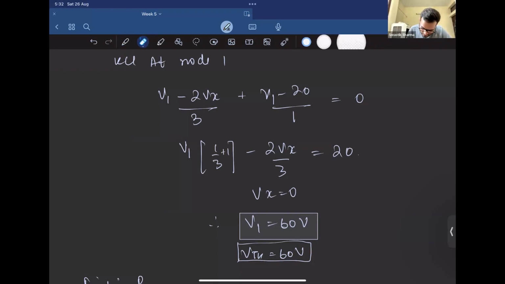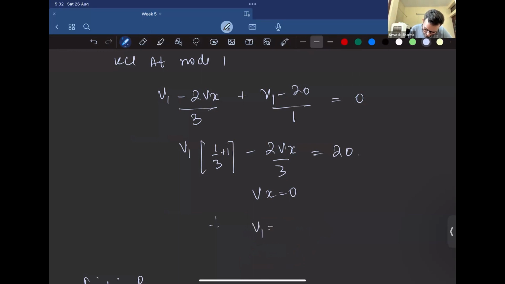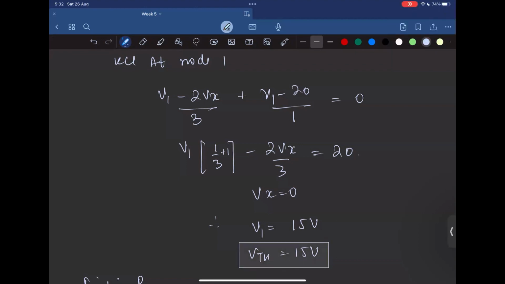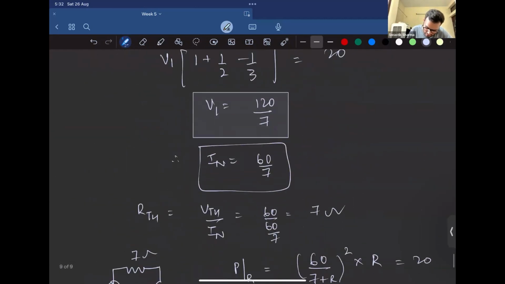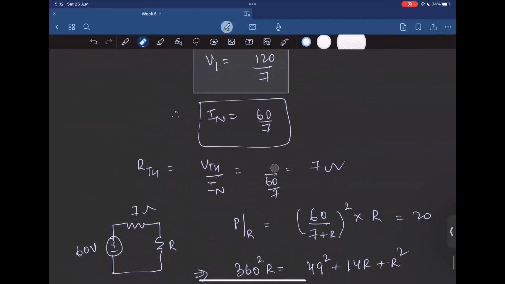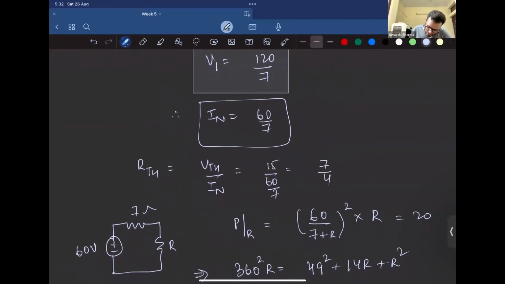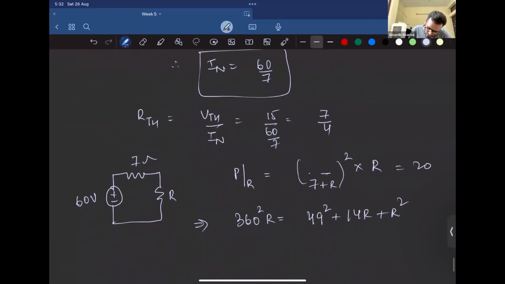Yeah, so what would VTH come out to be? What is VTH for you? It's 3 by 4, right? So it would be 60 by 4. So 60 by 4 is 15 volts. So VTH is 15 volts, right? So your VTH came out to be 15 volts? 15 by 60 by 7. Yeah, that would be 15 by 16 by 7. Yeah, it is correct. 7 by 4 is the answer. 7 by 4. Yeah, 7 by 4. And this would also be 15, 7 by 4.